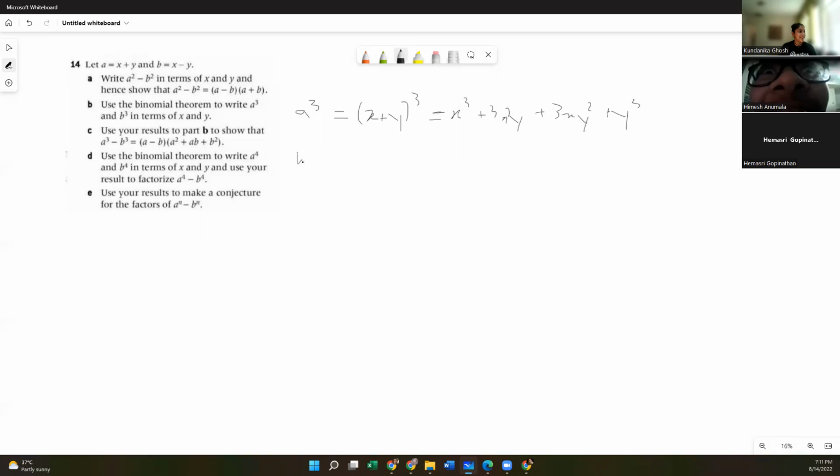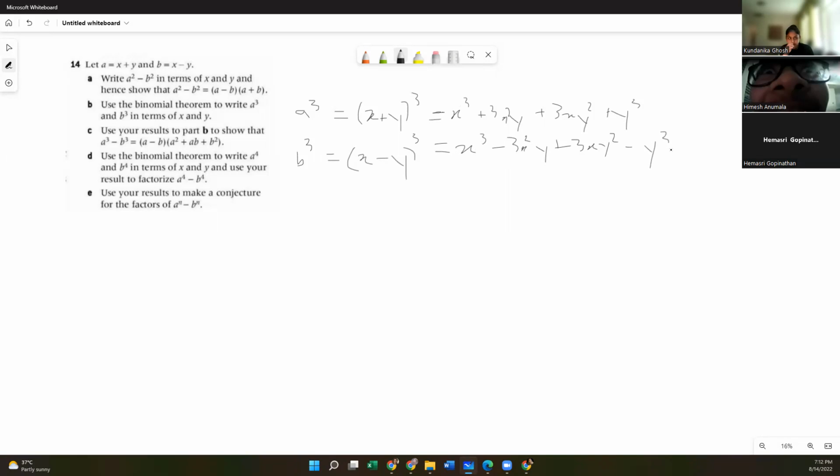Okay, great. And then b cubed, which is (x minus y) whole cubed, which equals x cubed minus 3x squared y plus 3xy squared, minus y cubed. All right, we all understand how we got there?